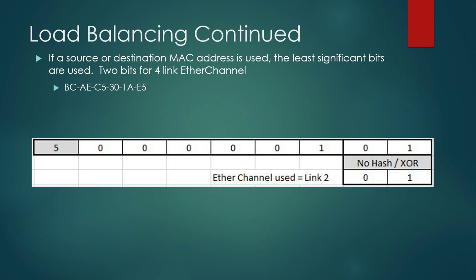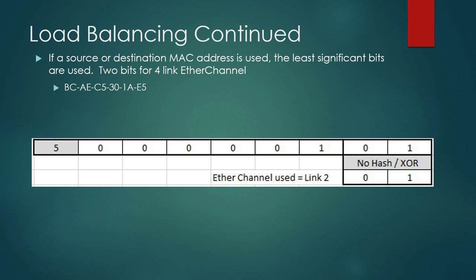When we use one criteria to load balance with, we don't have to perform any hash or XOR operation on any two values. What we'll do is use the least significant bits of whatever criteria we're using. Now, let's say, for instance, on our source and destination options on our layer 2 switch, we can't combine those two, but we can use either the source MAC address or the destination MAC address to load balance with.